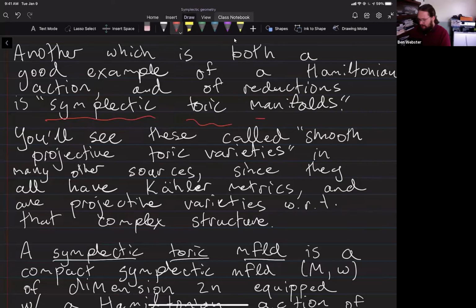Those of you who know a little bit of algebraic geometry, these are the same thing as smooth projective toric varieties. And I will probably slip sometimes and call them toric varieties because that's a more standard notion in the literature, but we're in the symplectic world. And there is some tiny little bit of interesting difference between the algebraic geometry perspective on things and the manifold perspective on things.